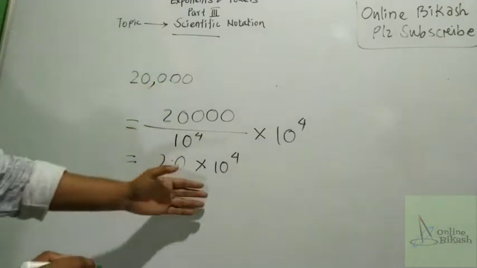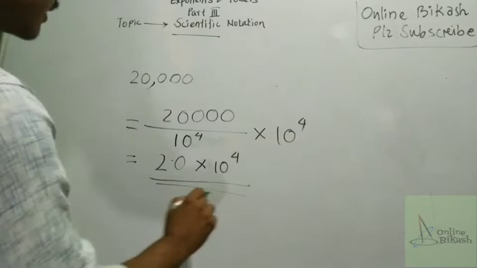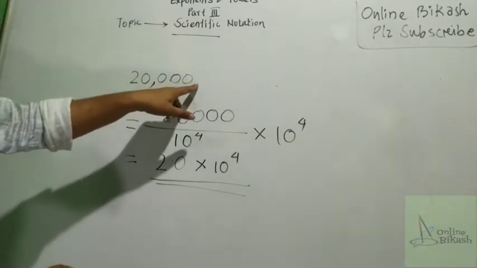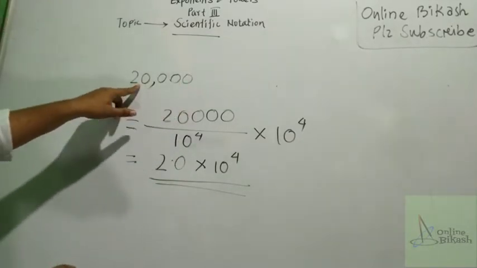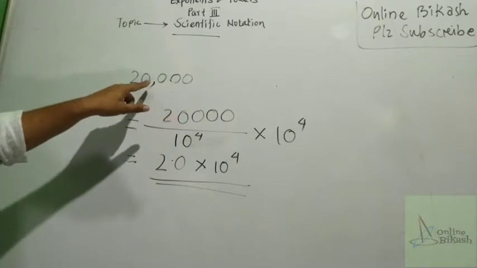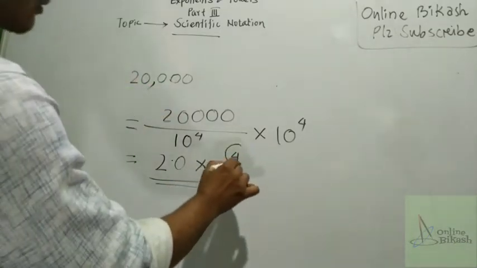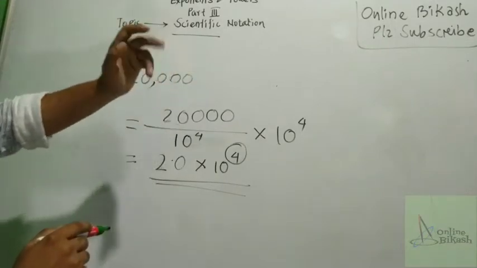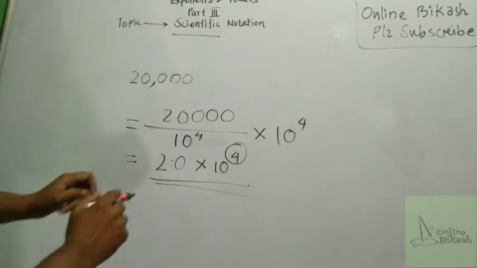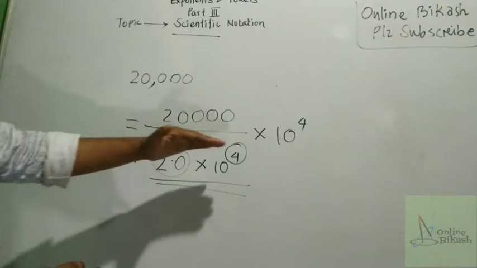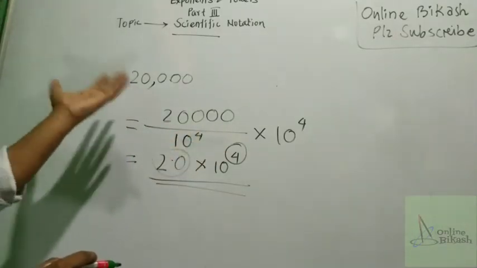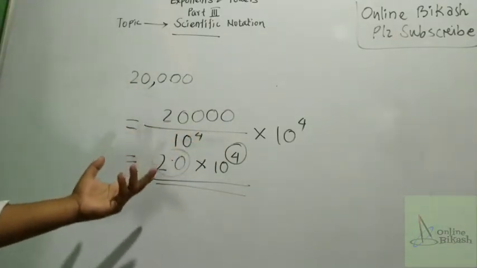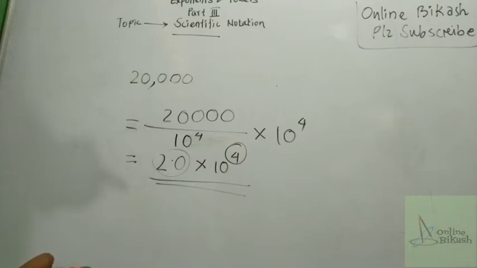Okay. Now you see this number, notice it. How many places have we moved the point from here to here? 4 places. Yes or no? 1, 2, 3, 4. 4 places we have moved. So that's why this 4 is coming here. And after moving the point from here to here, it will look like this one. So that way we have expressed this large number into its scientific notation form.